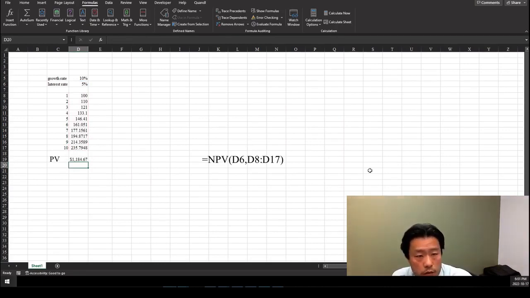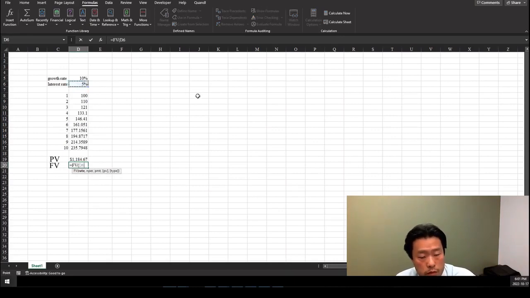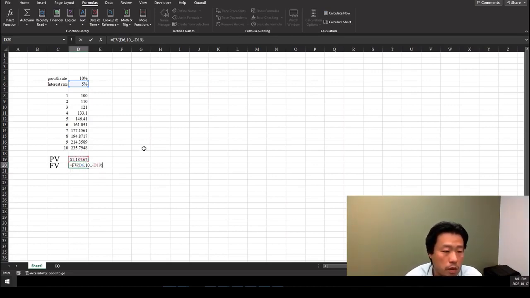To find the future value, you need to use the internal function for future value, which is equal to FV. The interest rate would be the 5%, which is the interest rate for the whole period. Nper would be 10, and there's no periodic payment, so we just skip it. The present value would be the NPV just calculated. So remember to put a negative sign in front of that number, or you're going to get the negative future value. Then enter.